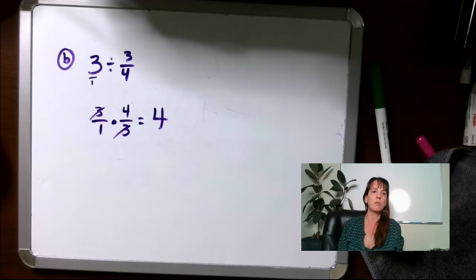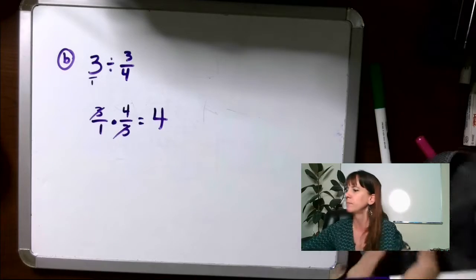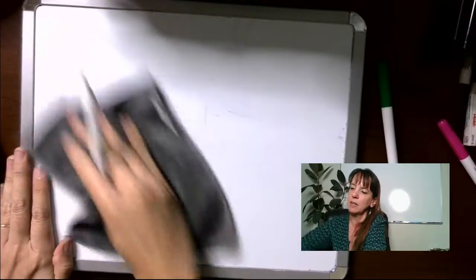Anyway, yeah, so we've got 4, right? Because on top it was 4 and on bottom is 1. Beautiful. Sorry, I got distracted by the dogs.